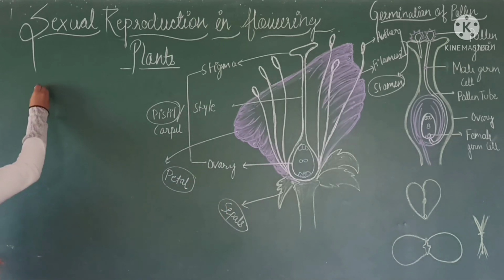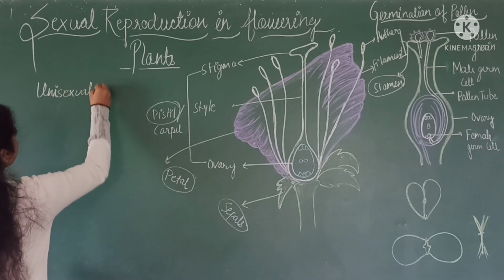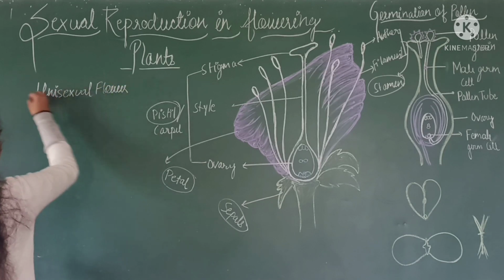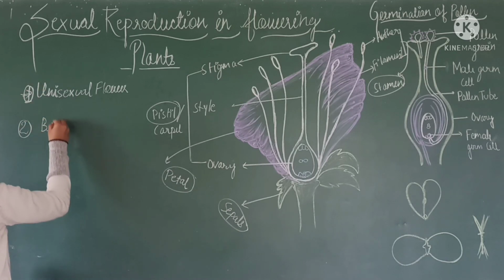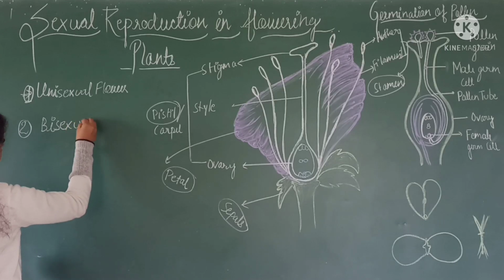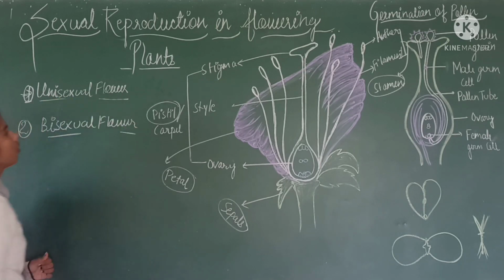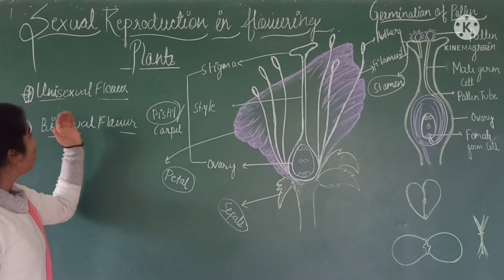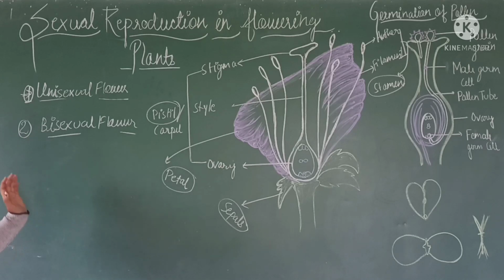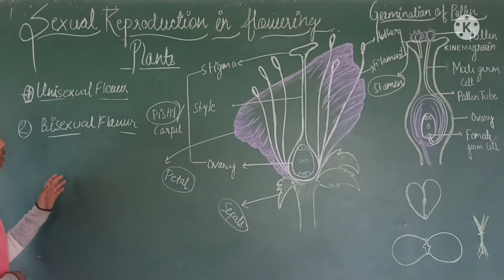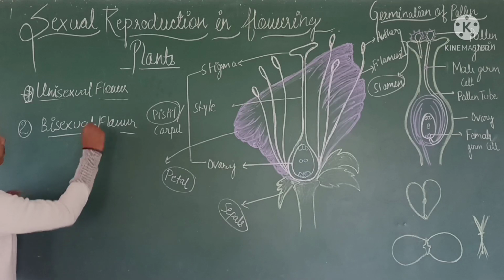and those flowers are known as bisexual flowers, and second is unisexual flowers. Bisexual flowers are those flowers in which male as well as female gametes are present in the same flower, whereas in unisexual flowers male and female gametes are present on different flowers.